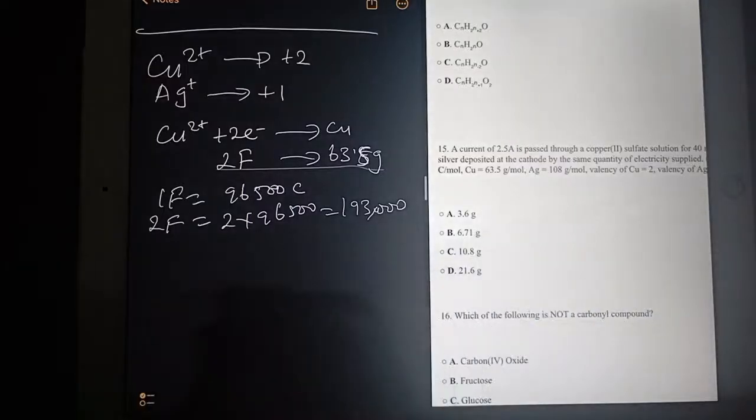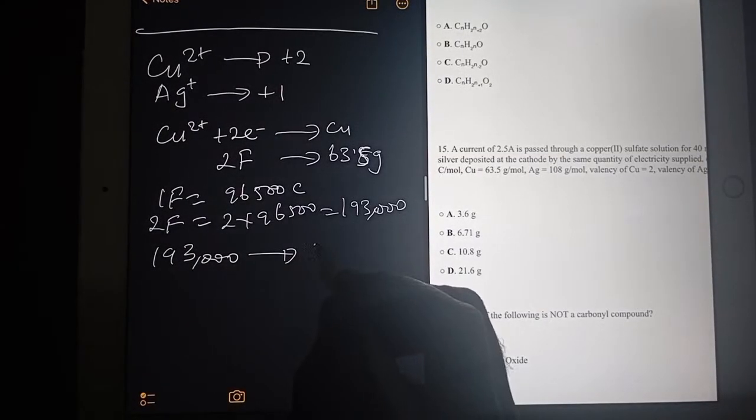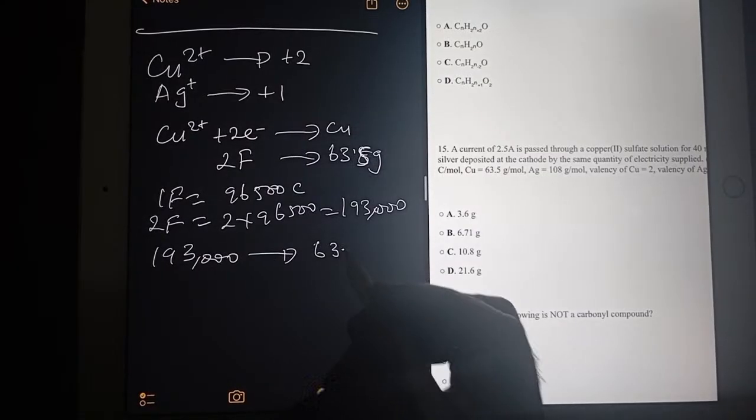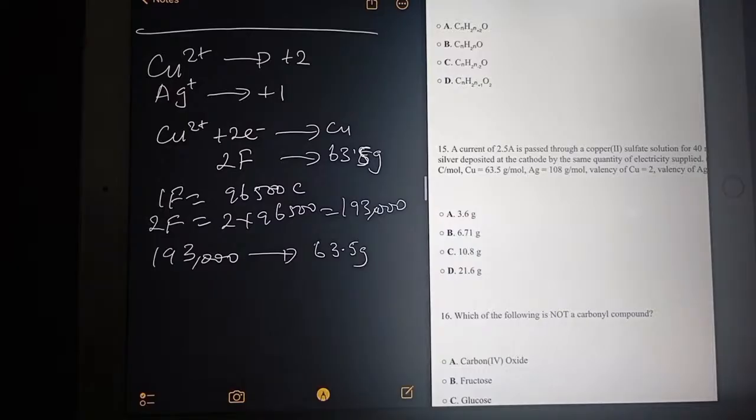Then we continue. This is now a known fact. 193,000 will give us 63.5 grams of copper. And yeah, I can see you there. Thank you for the thumbs up.